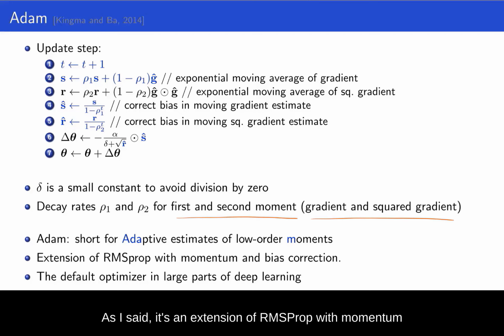As I said, it's an extension of RMSprop with momentum and also with this bias correction. And Adam is actually the default optimizer in very large parts of deep learning. So it's very effective in many cases. It also has some failure modes, but nevertheless, it's the most frequently used one.